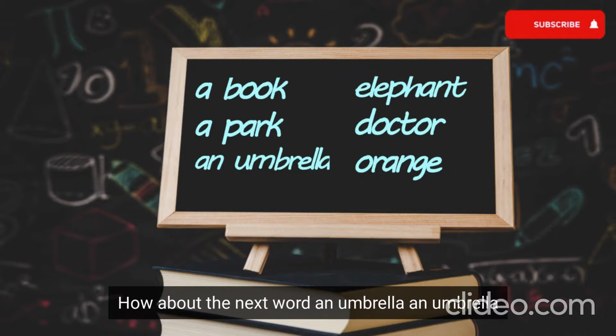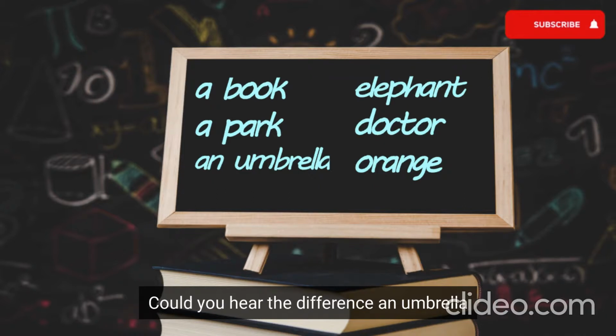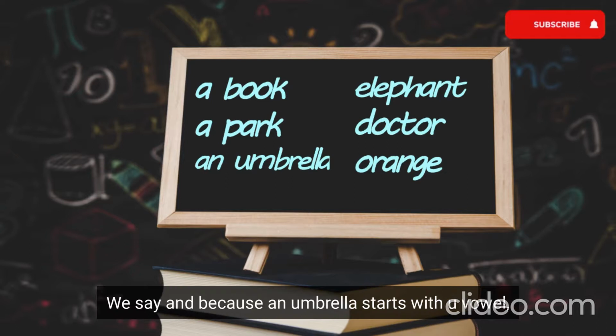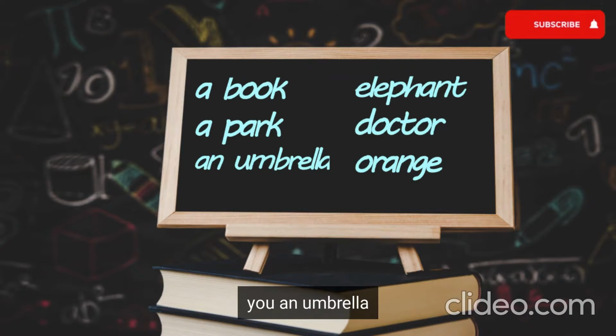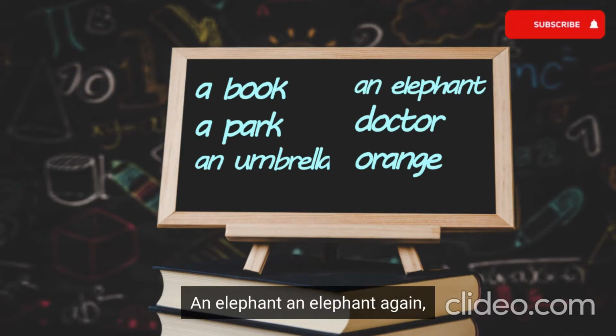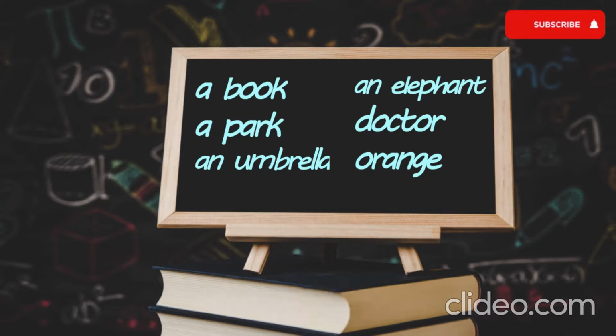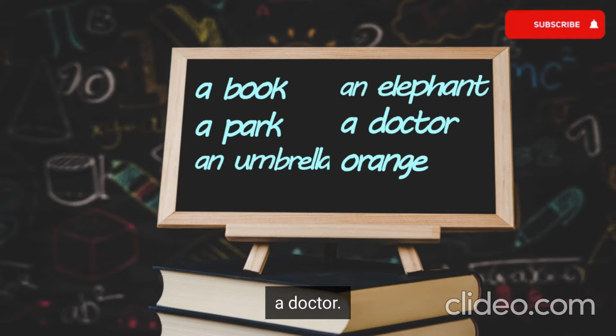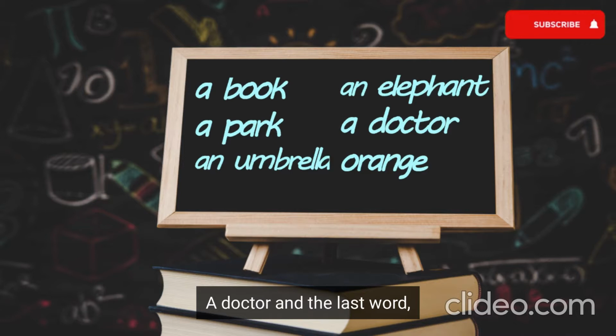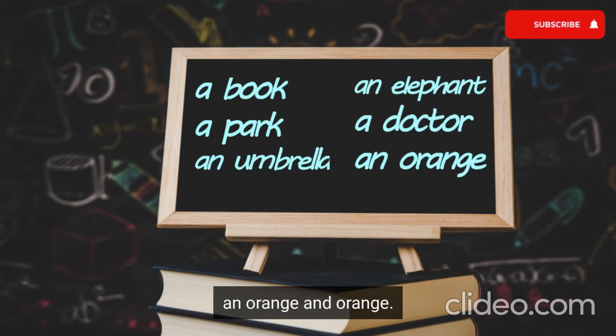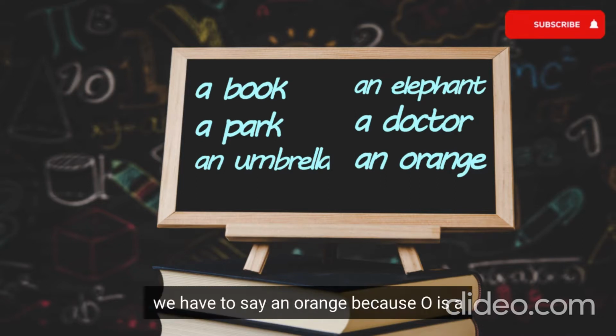An umbrella. Could you hear the difference? We say an because umbrella starts with a vowel U. Okay, elephant. What should we say? An elephant. Again, elephant starts with a vowel. A doctor. And the last word, an orange. Again, we have to say an orange because O is a vowel.